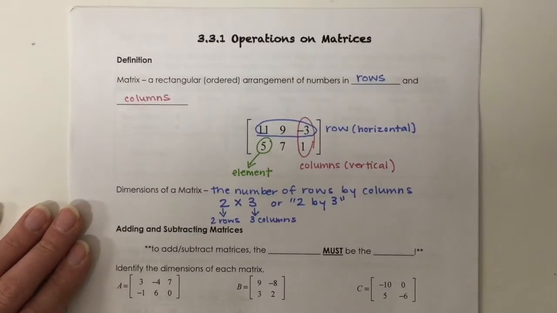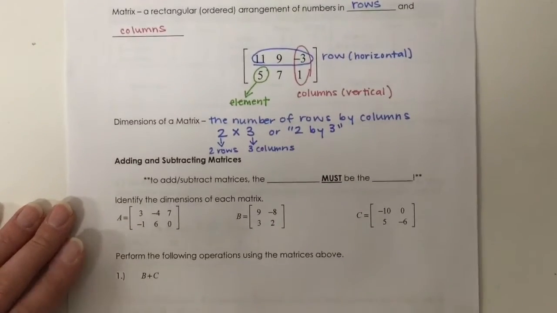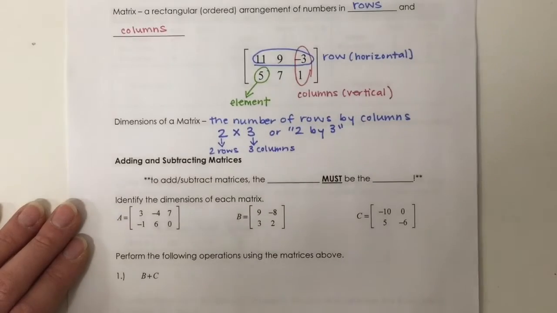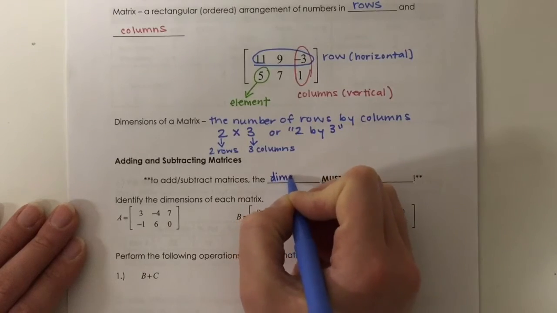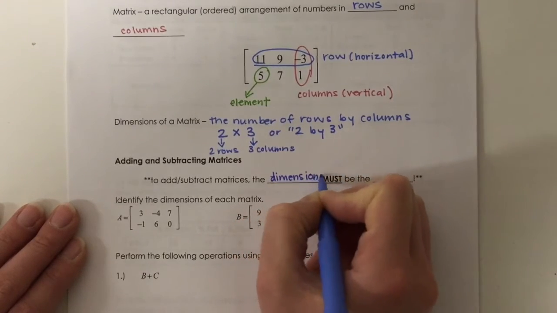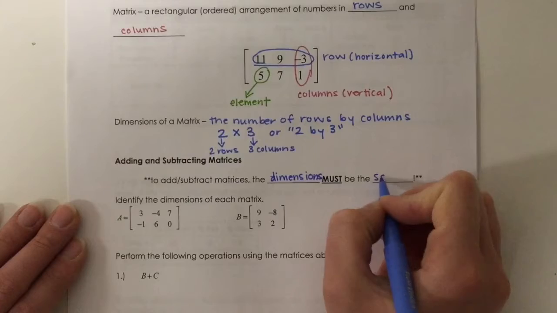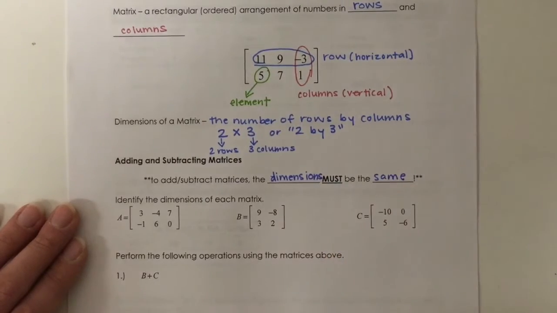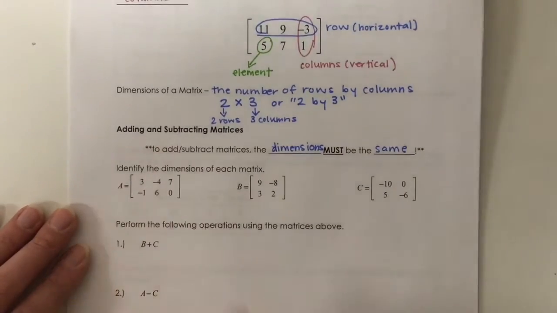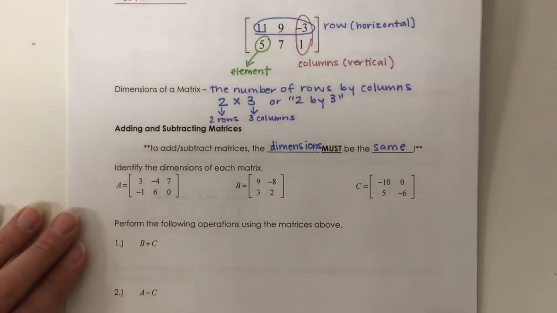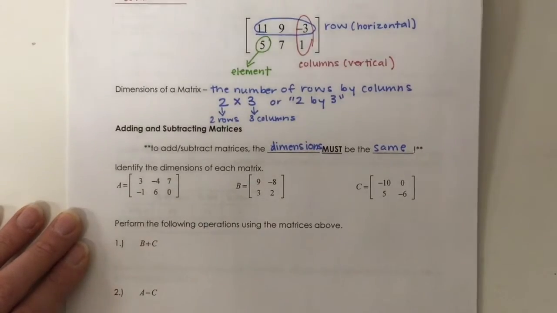We are going to learn how to do some basic operations with these matrices, and something that you need to be aware of is that as you're adding or subtracting the matrices, the dimensions, meaning our rows and columns, must be the same. So before we go through adding or subtracting or doing some operations on matrices, let's go ahead and identify the dimensions of each matrix.